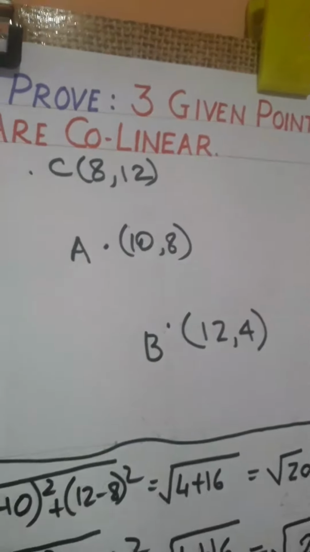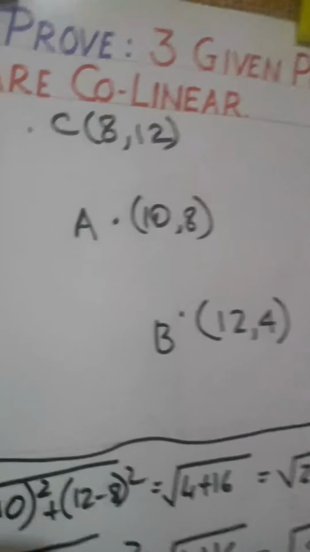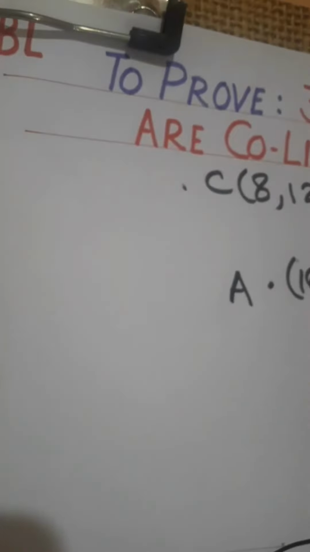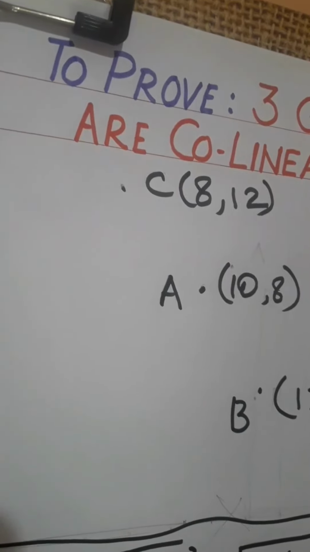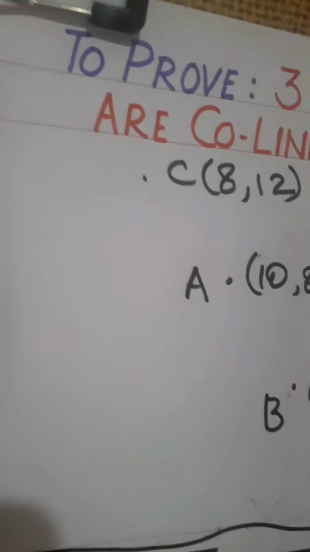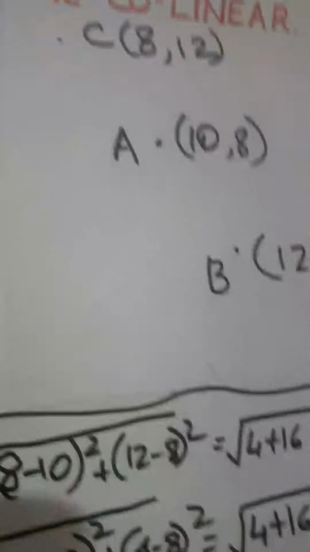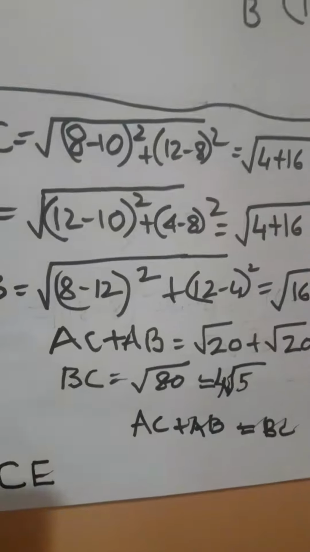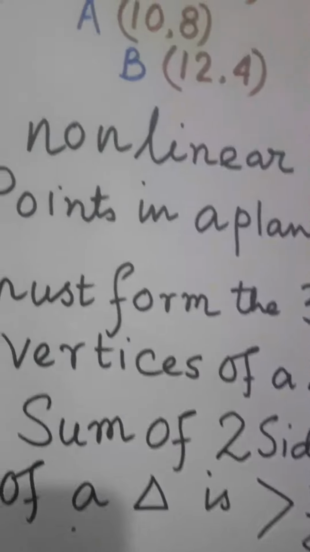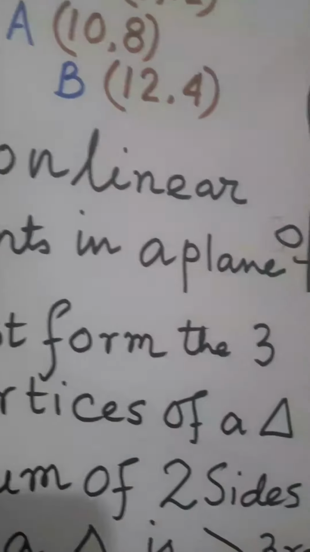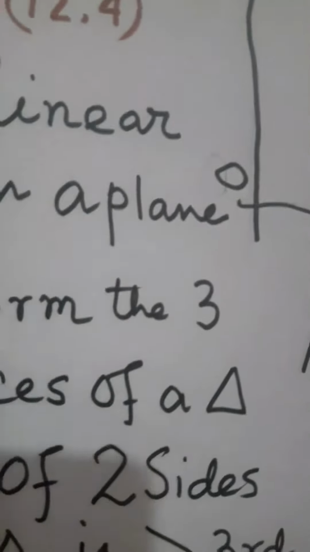Actually, this problem, in different forms, or maybe with different data, is very frequently given in class 9's initial examinations, and also sometimes in the Madhyamik examination or ICSE examination. So that's why we have done it this way. This is an alternative method of proving whether 3 given points are collinear or not. It is an alternative method.